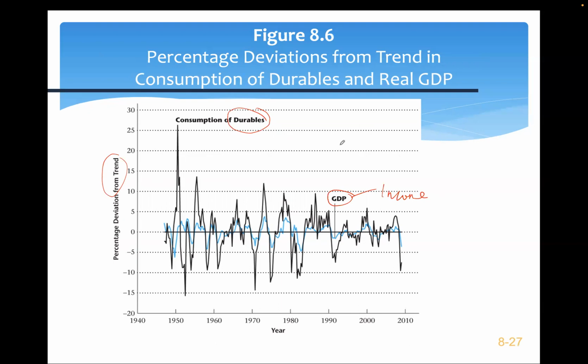And clearly you can see that durable goods fluctuate more than your income. Overall, when income increases, it increases more. When income decreases, it decreases by a much larger magnitude.